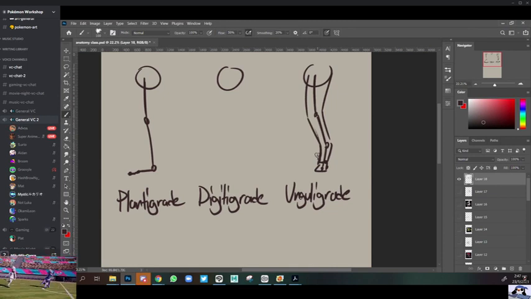And digitigrade is pretty straightforward. I'm pretty sure all of us know what it is. We even went over it in our gesture class. Every furry should know what digitigrade is.